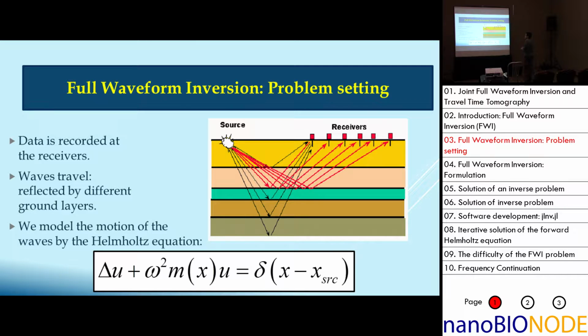More schematically, we have the source. It sends the waves to the receivers. The data is recorded in the receivers in time domain. It is processed, and in our setting it undergoes a Fourier transform, and we model in frequency domain the motion of the waves by the Helmholtz equation. So we have the Laplacian plus this frequency times m, where m is the properties of the Earth that we wish to recover, times u. u is the waveform, and equals delta of x minus x at the source. So this is how we model the explosion at the source.